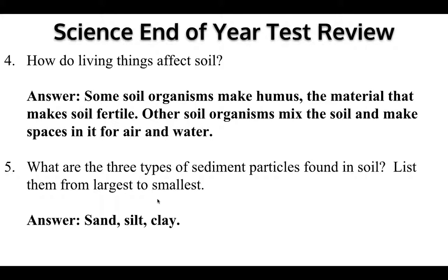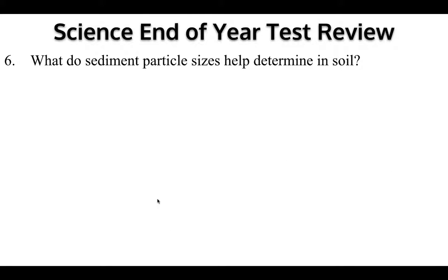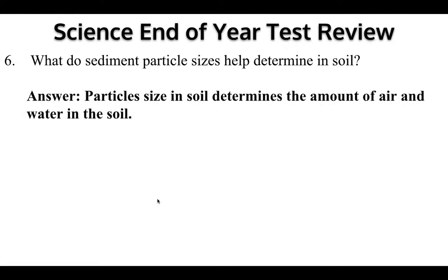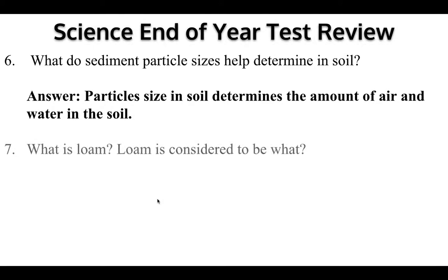All right, what are the three types of sediment particles found in soil? List them from largest to smallest. Here you have sand, silt, and clay. What do sediment sizes, particle sizes help determine in soil? Particle size in soil determines the amount of air and water that can be found in soil, or how much air and water the soil can hold.